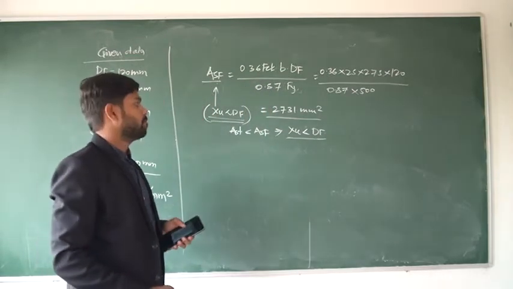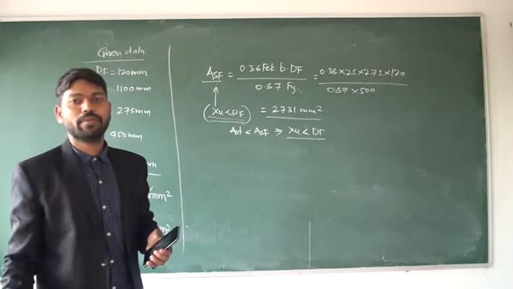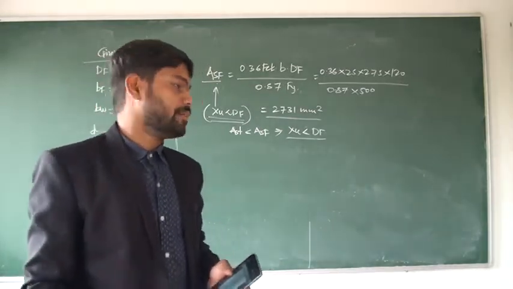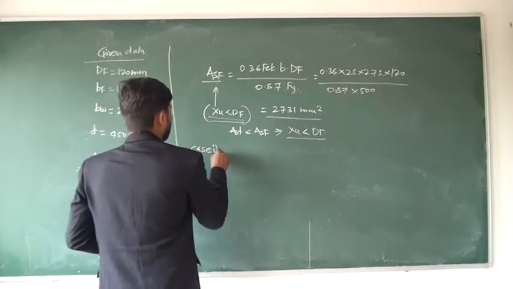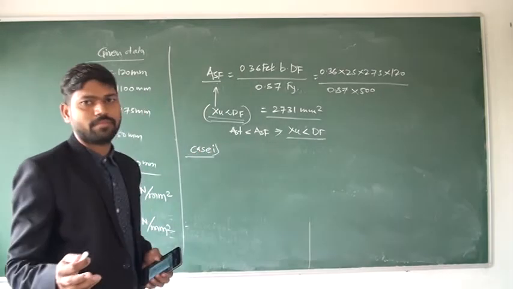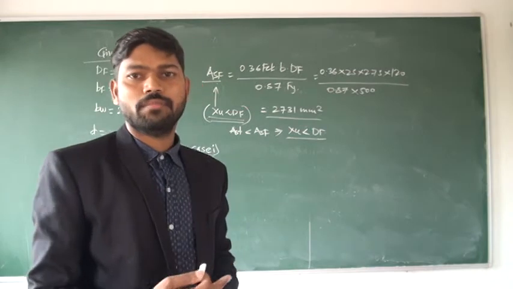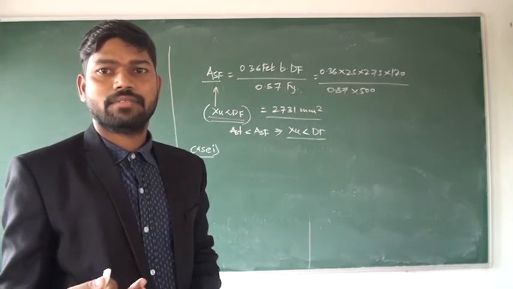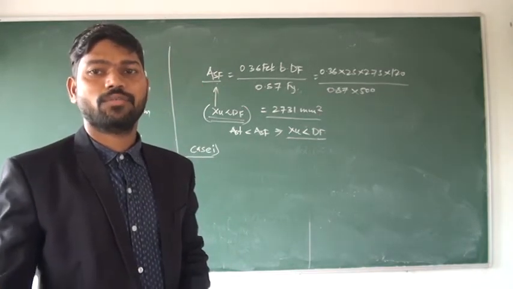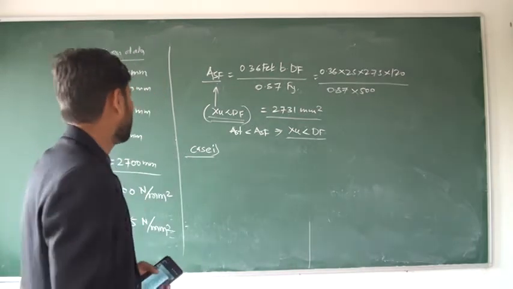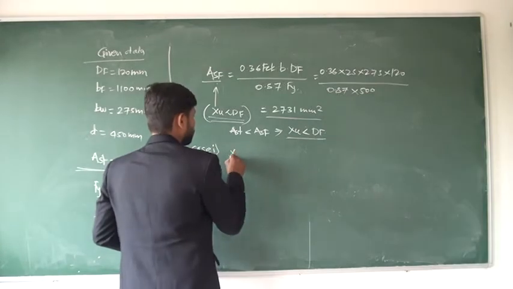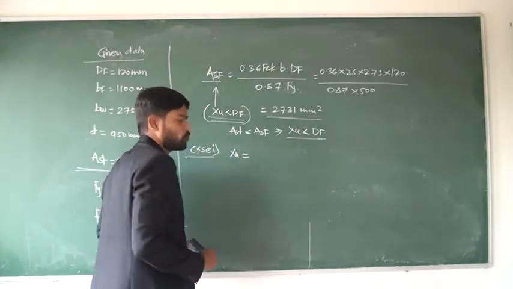Now we will calculate the value of XU and we will calculate the moment of resistance by equations for case number 1. So this is our case number 1. Case number 1 is nothing but you have to solve the beam using the formula as we use for the singly reinforced rectangular beam. Okay. So first we will calculate XU value, actual XU value.